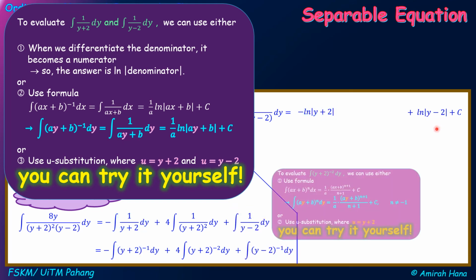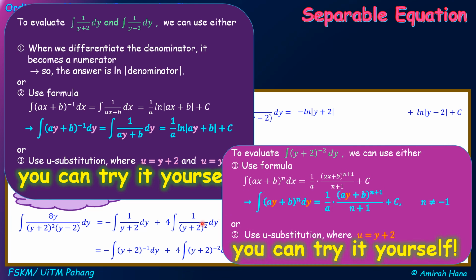And then to evaluate the integration of (y plus 2) to the power of negative 2, we can use either method 1 or method 2. When we choose the first method, we can write, we still have the constant 4 in front, and then 1 over 1 because it is 1 over a.